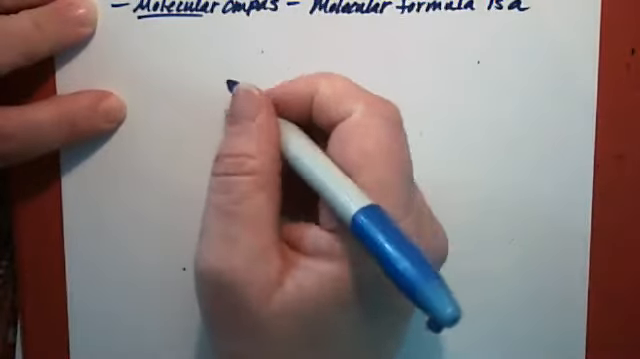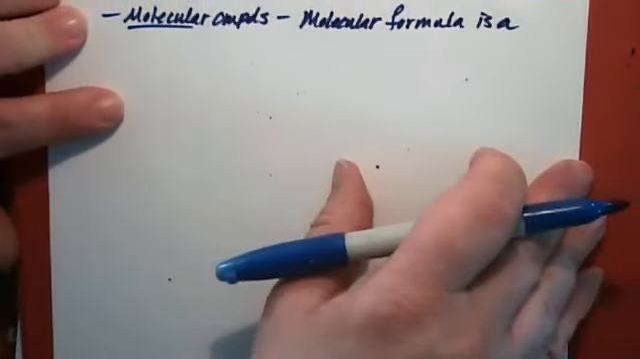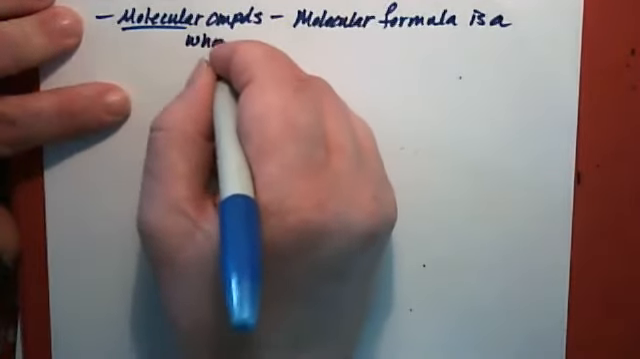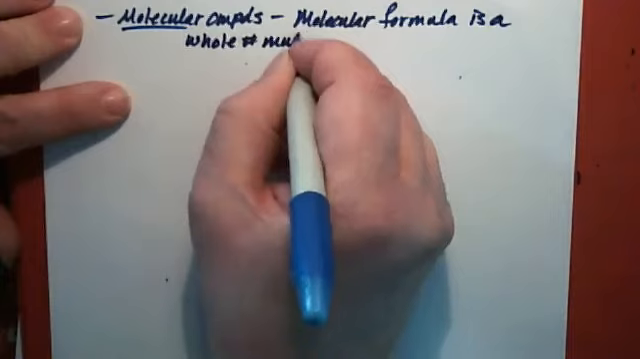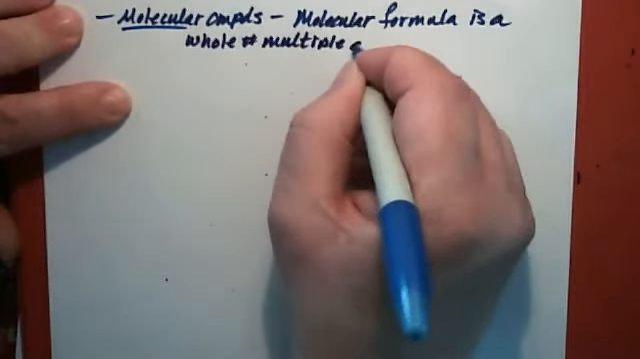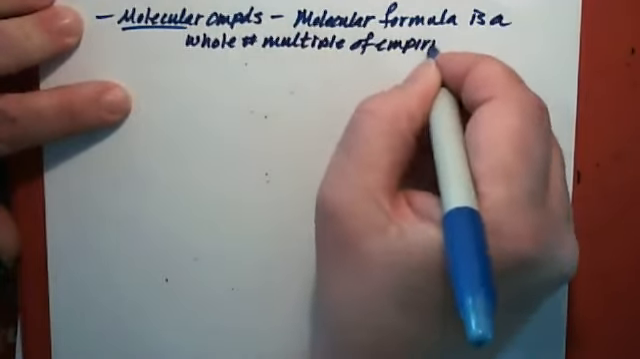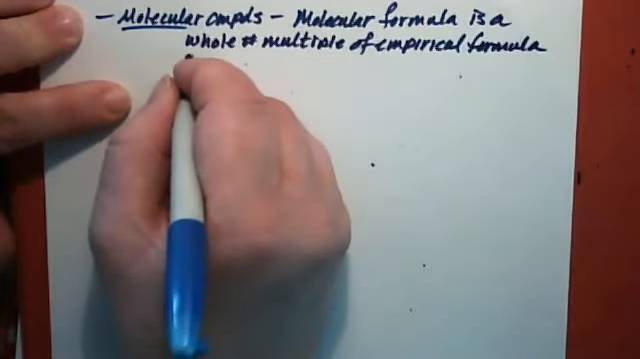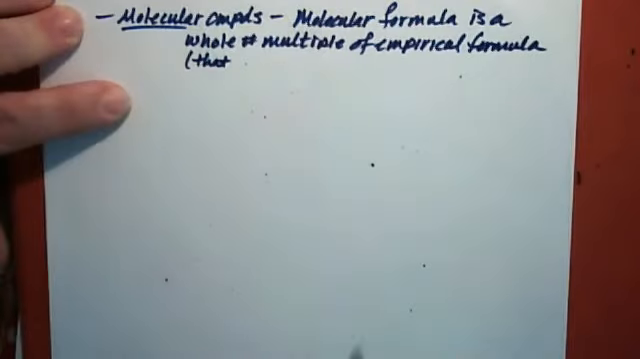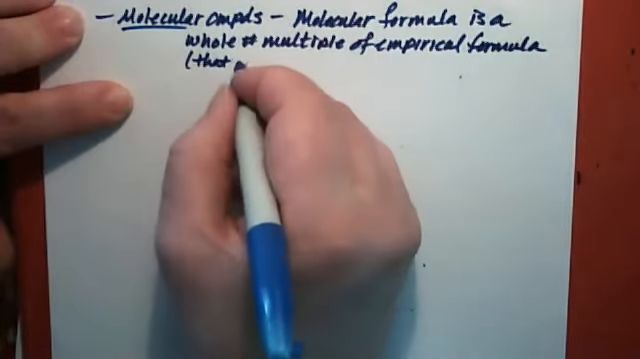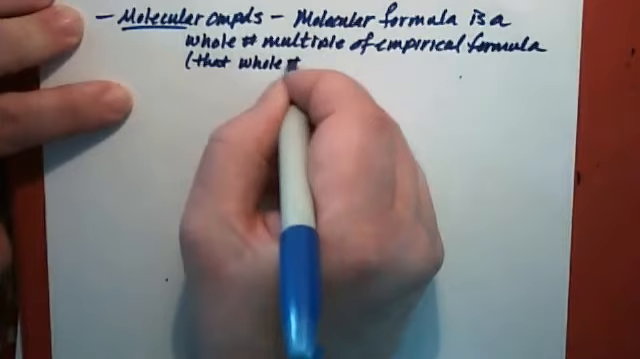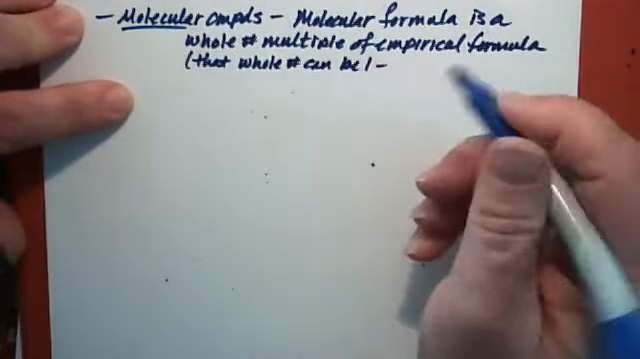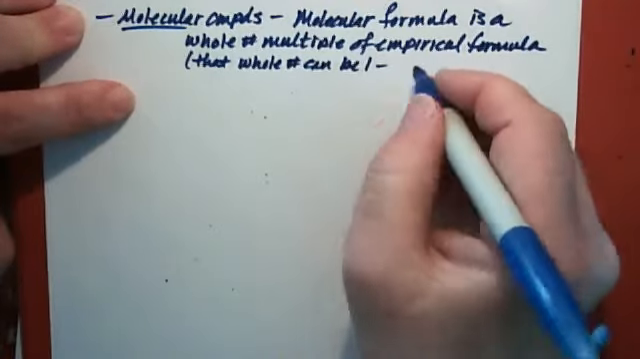In a molecular compound, the molecular formula, which tells you what's actually present in each molecule of the compound, is a whole number multiple of the empirical formula, but keeping in mind that that whole number can be 1. So in other words, the empirical and molecular formulas sometimes are the same.